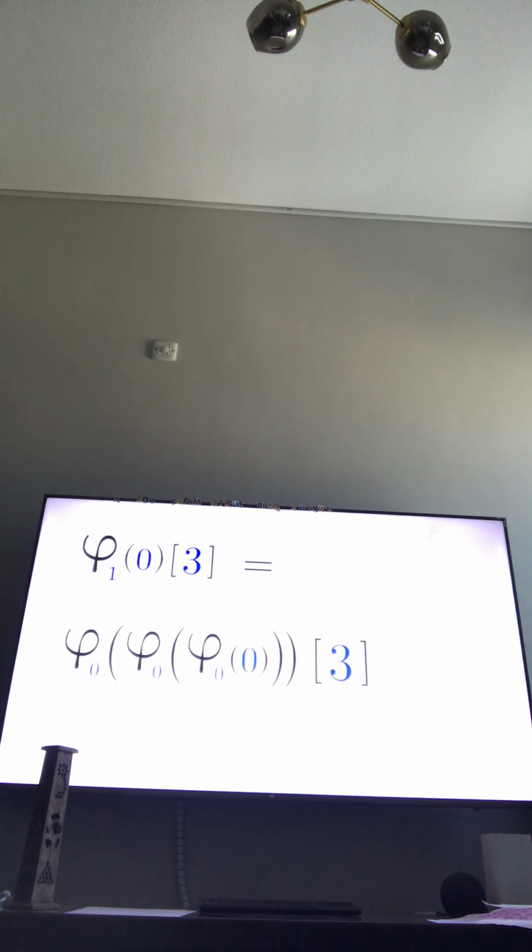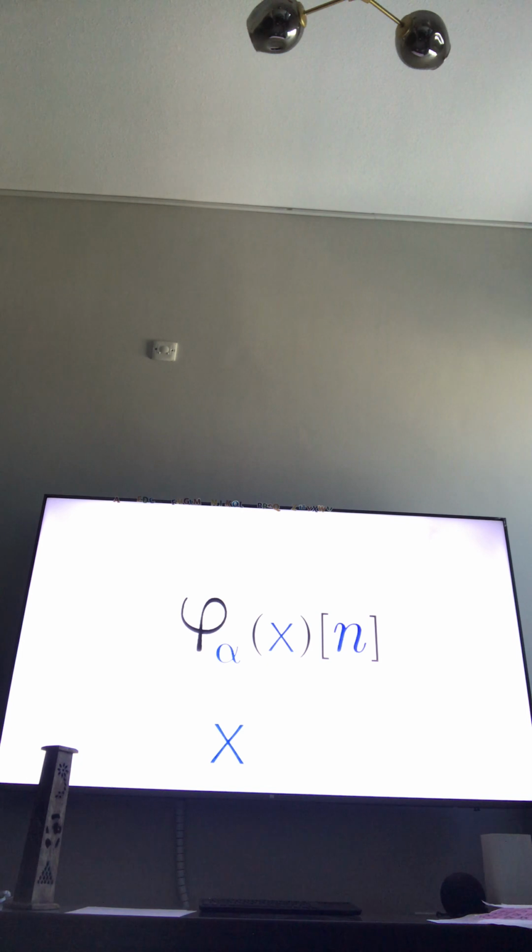Phi 0 of 0 is equal to omega to the 0. Any number raised to 0 is equal to 1. Phi 0 of 1 is equal to omega to the 1. Any number raised to the power of 1 is just the number itself. Omega diagonalizes into a 2. This becomes f 2 of 2, which is equal to 4. If we did phi 1 0 of 3, that's going to be 3 copies of the phi 0 function. This is equal to f epsilon naught of 3.